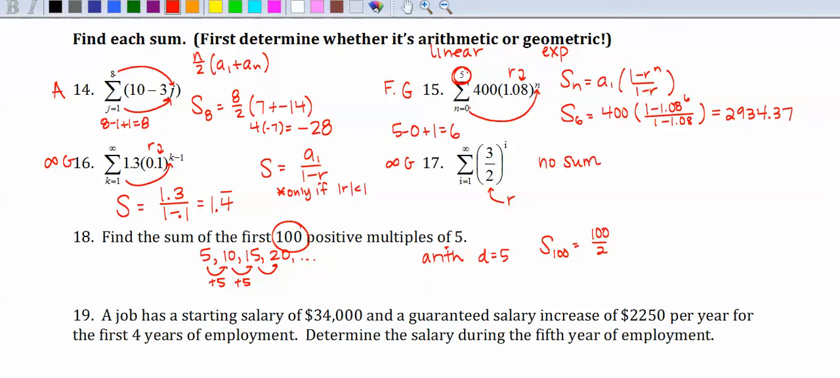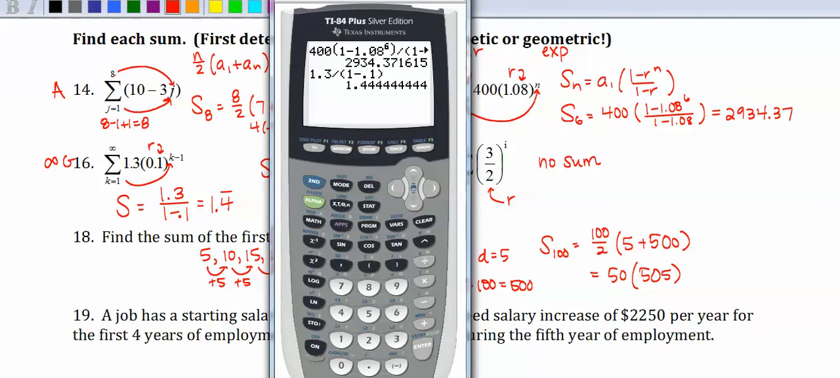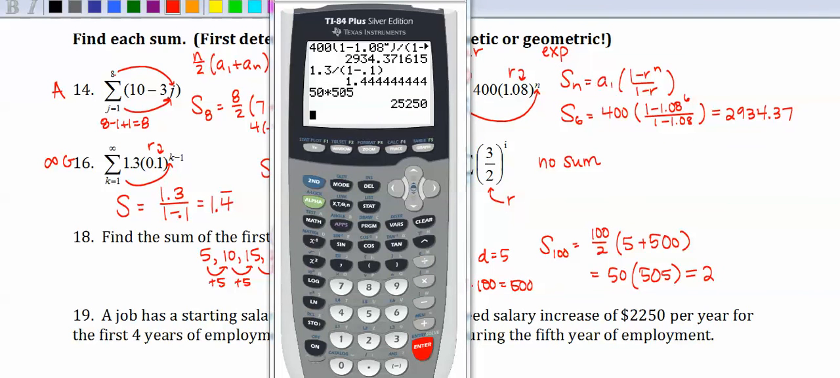So 100 over 2. We need to know the first term. There it is, 5. We also need to know the 100th term. Well, if these are all multiples of 5, your 100th term should just be 5 times 100. So 500. So for our sum, we're doing 50 times 505. Our answer is 25,250.